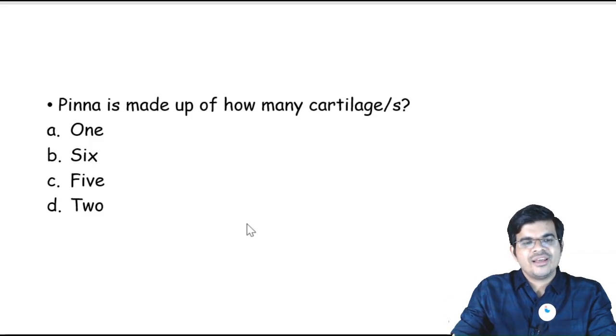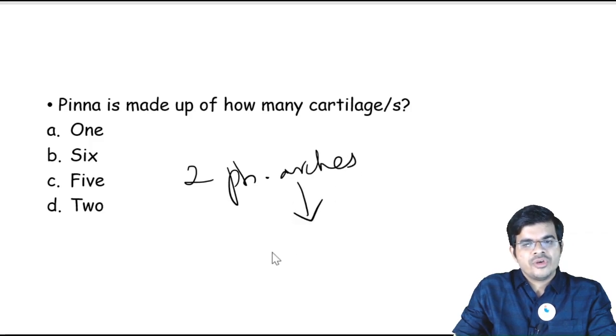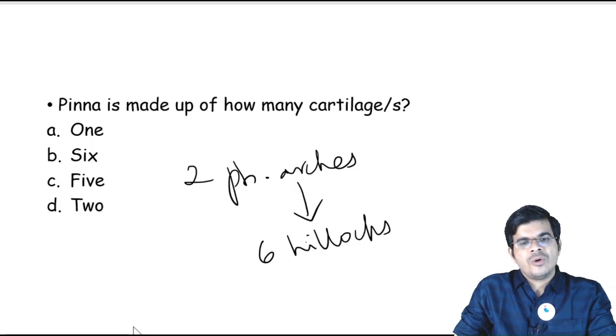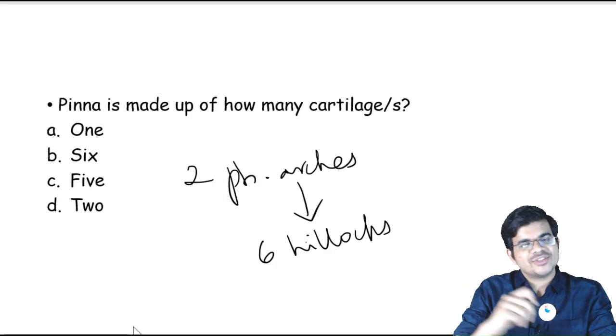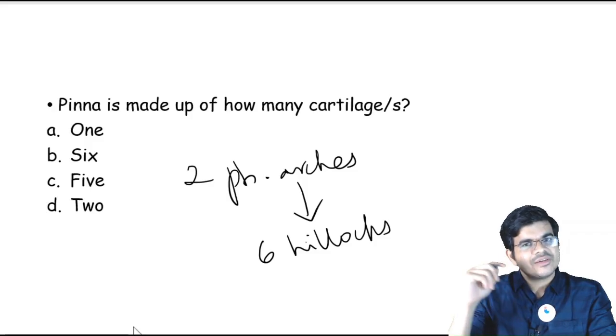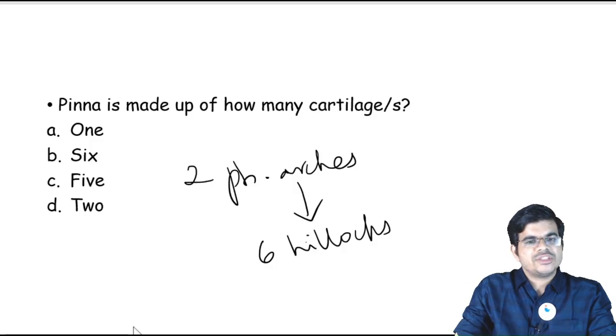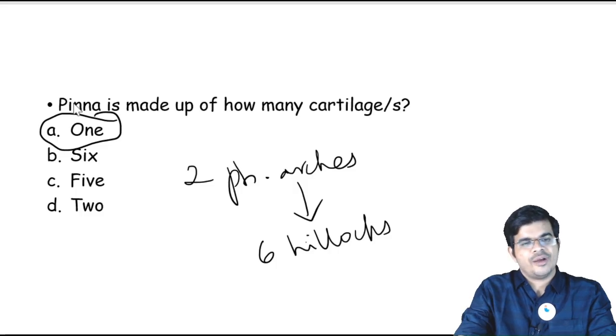Yes, we learned that there are 6 hillocks, right? 6 hillocks are there, and 2 pharyngeal arches are leading to formation of these 6 hillocks. So is it 2 or 6, or is it 1? Why 1? Because they are asking only about the cartilage. The same pinna cartilage is just continuing as the external auditory canal. So the answer should be 1, isn't it? Not 2 or 6.